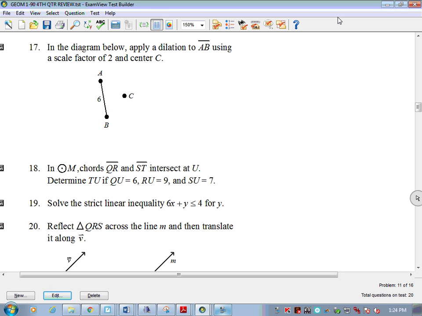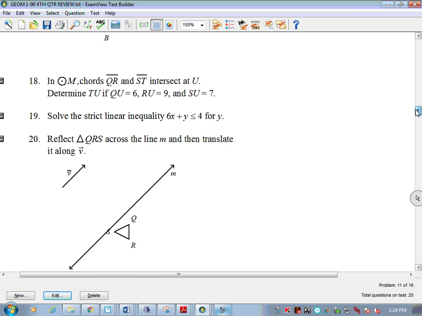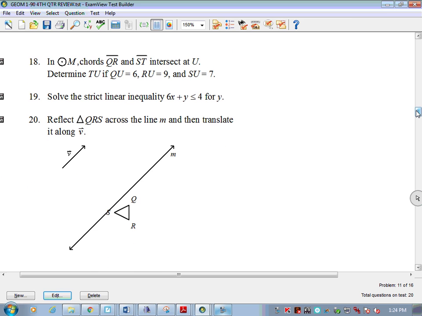What do you mean? Is it going to ask if it's A prime, B prime, or what? Well, it says, since AB was 6 and it was enlarged by a factor of 2, A prime is... Okay, so it was asking how long it is.